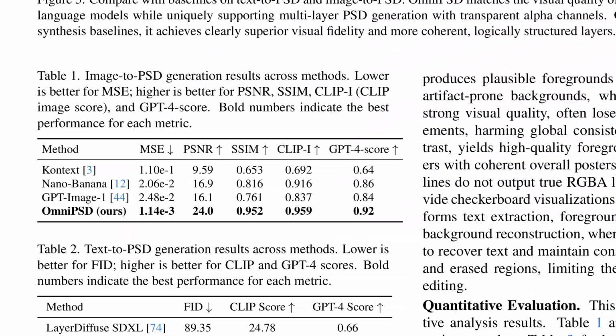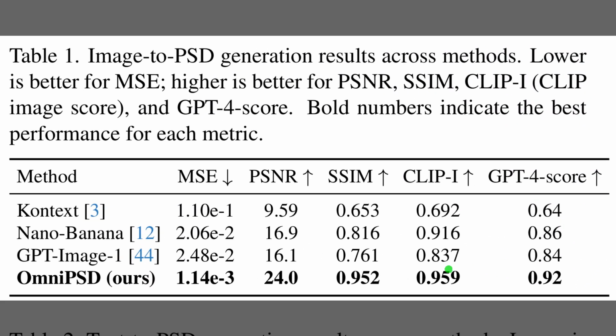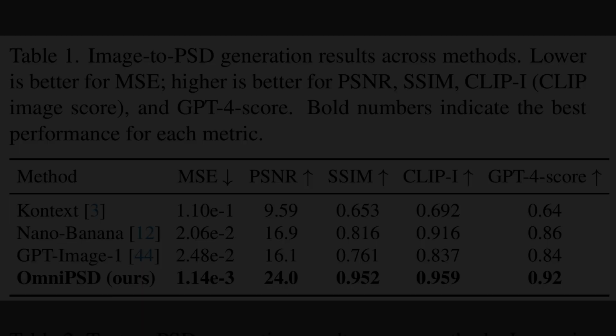Table 1 shows that this system reconstructs layered posters from flat images much more accurately than prior methods. Here, lower mean squared error means fewer pixel mistakes, while higher peak signal-to-noise ratio, which is a standard image fidelity score, higher structural similarity, higher CLIP image score, and higher GPT-4 score all reflect better visual and semantic quality. OmniPSD scores best on every metric, beating Context, NanoBanana, and GPT Image 1 by a large margin.